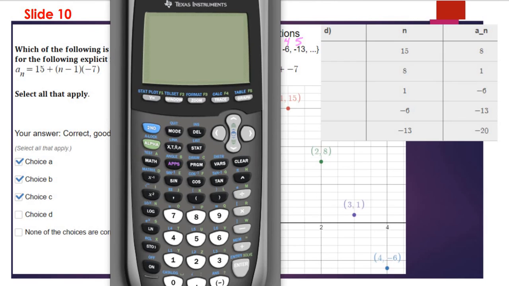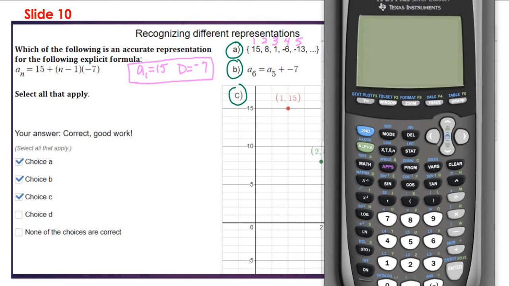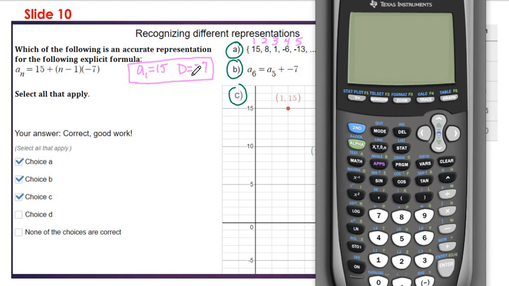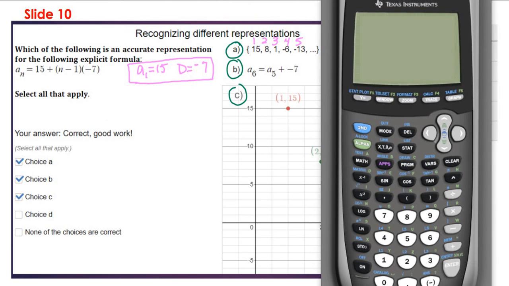Now, if you do not have the graphing calculator with you, just add a negative 7 to each previous term. Like 15 plus a negative 7 should give me 8. 8 plus a negative 7 will give me 1, and just keep on working all the way through that, adding a negative 7 to it each time to see if it gives you the same sequence right here.